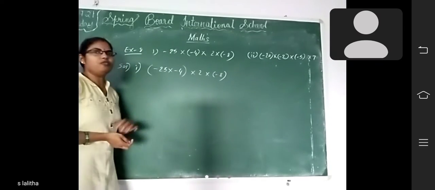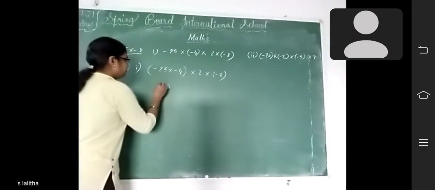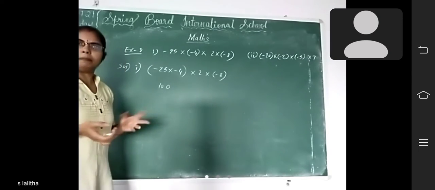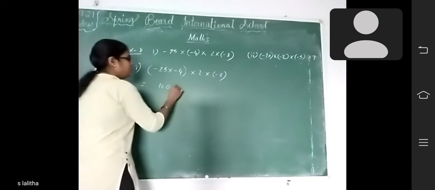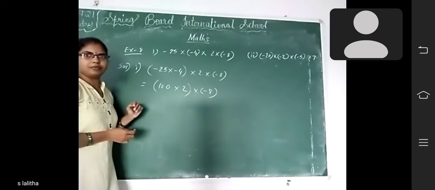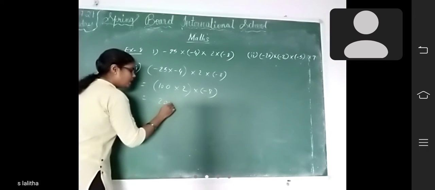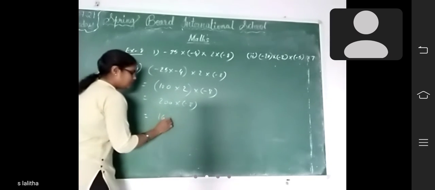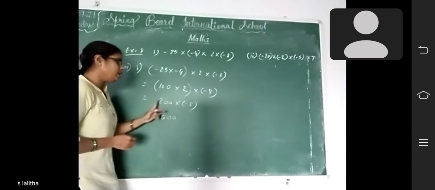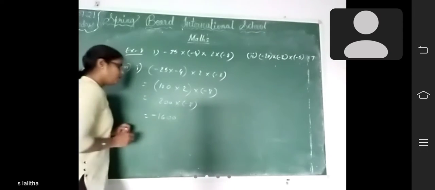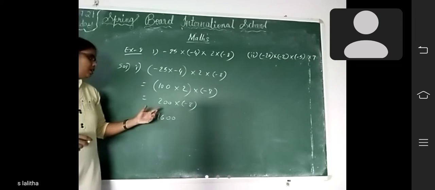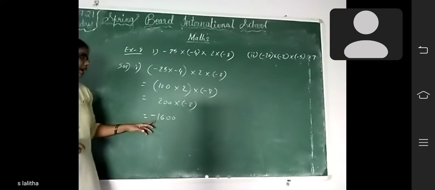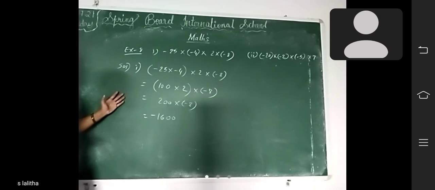So 25 into 4, how much? 4 5s are 20, 2 is remaining, 4 2s are 8 plus 2, 10. Here minus into minus what? Plus. So plus 100 into 2 into minus 8. Next you should multiply these two numbers. Okay. 100 into 2, how much? 200 into minus 8. So 8 2s are 16. 2 zeros left means you should write 2 zeros. Here negative, here positive. What will the product be? Negative. So one positive and one negative means the product is negative. Okay. So minus 1600. So this is the associative law.